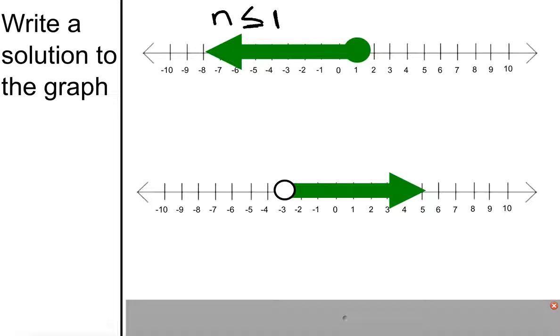Let's try this one. You go ahead and do it. All right, so I'm going to use n. It's going to be open, so we're not going to have the equal sign. And we started at -3. So I need all of the numbers greater than -3 because 0, 1, 2, they're all greater than -3.